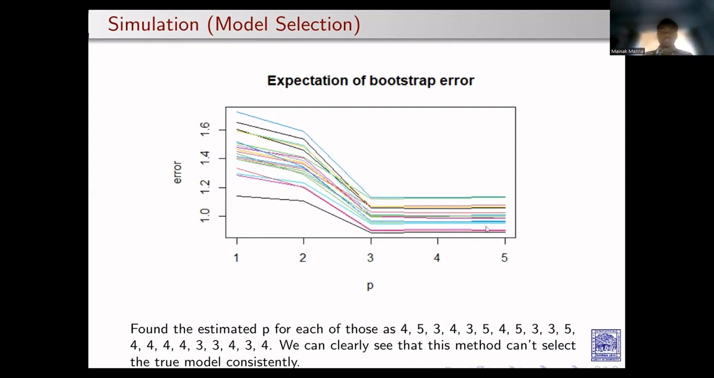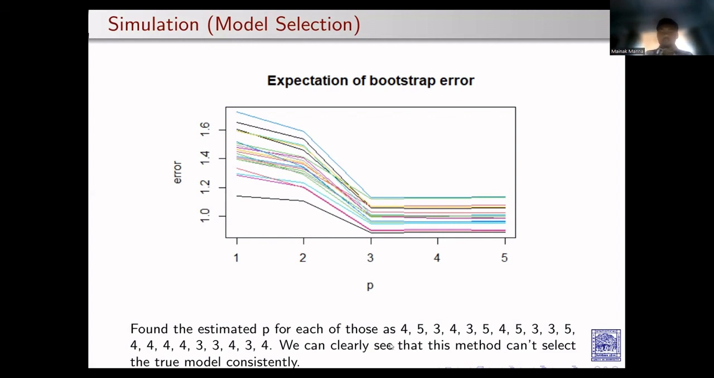So in that case, we can see a clear decrease till p equal to 3, and for p equal to 4 and p equal to 5, we can see almost a straight line. So what is happening? If we go into detail, we can see that for each of the 20 cases, the value of p for which the minimum occurs is different.